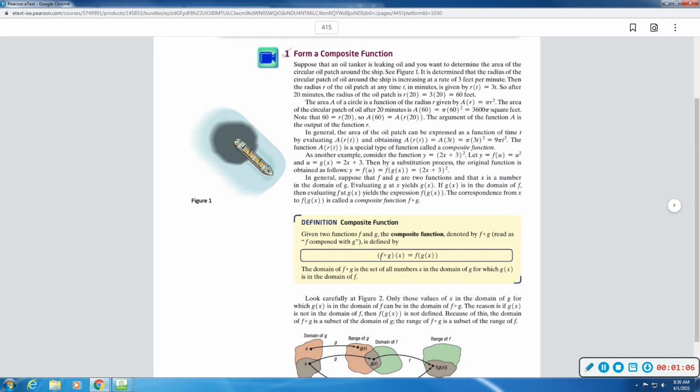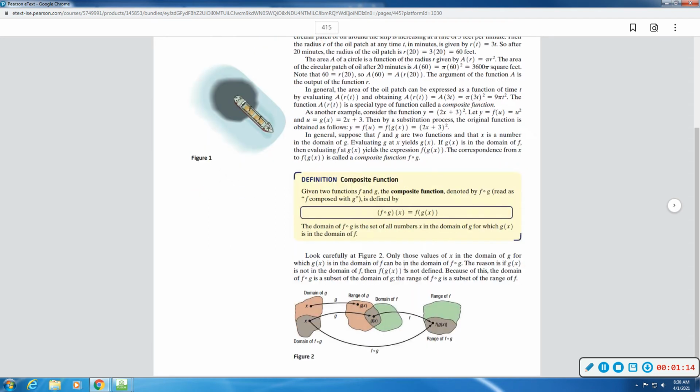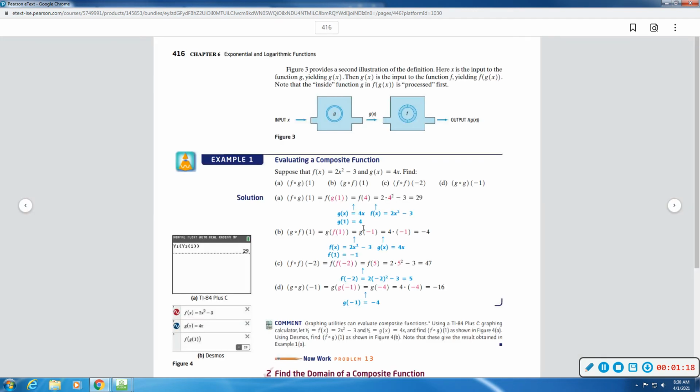So if you see f composed with g of x or f of g of x, that means you're going to take one equation and plug it into the other. And then we'll see some different examples. We'll be finding domain and range and different things like that. So here is one such example. I'll kind of walk you through it.